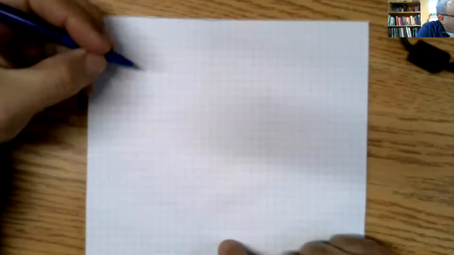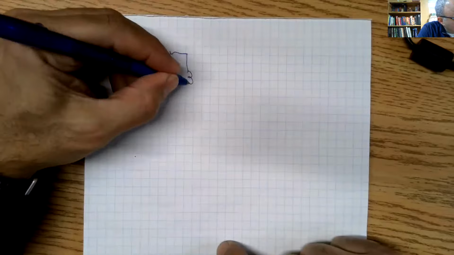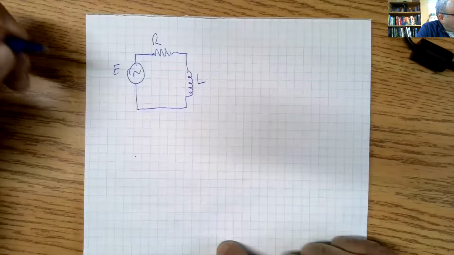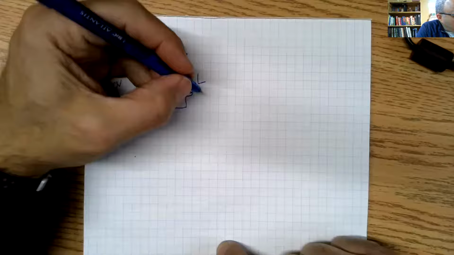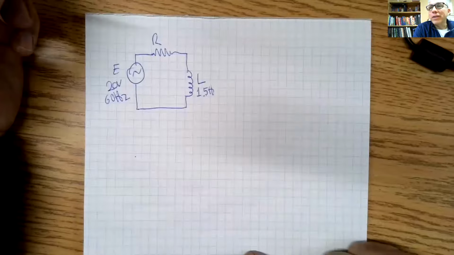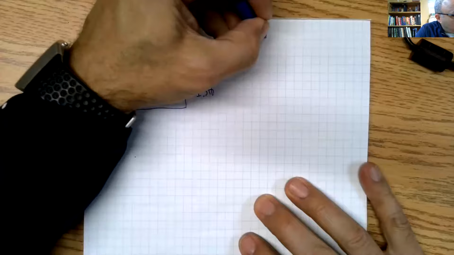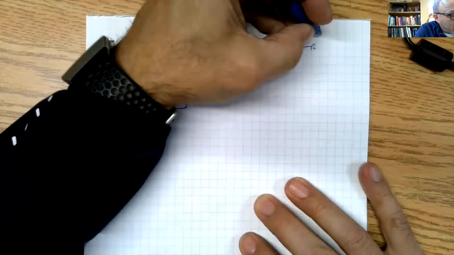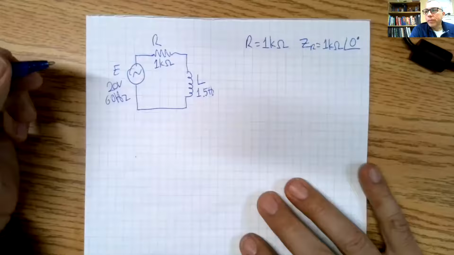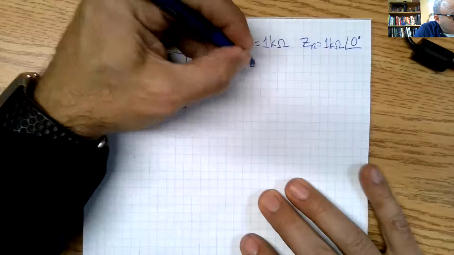Let's have our circuit here. Okay, E, R, L, and we have 20 volts at 60 hertz. We have 1.5 henries. If you remember, inductance is given in henries. And we have a 1K resistor. So if we remember that R is equal to 1K, so ZR, the impedance of that resistor, we can consider to be 1 kilo ohm at 0 degrees.